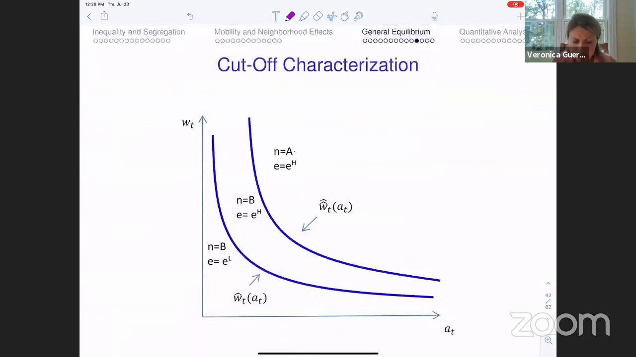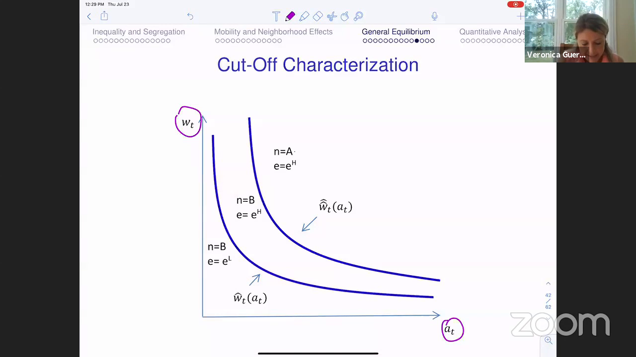So I'm going to show you this proposition with a graph. Okay, this graph characterizes the steady state, the equilibrium in our model. On the x-axis, we have the ability of the kids. On the y-axis, we have the wage of the parent.